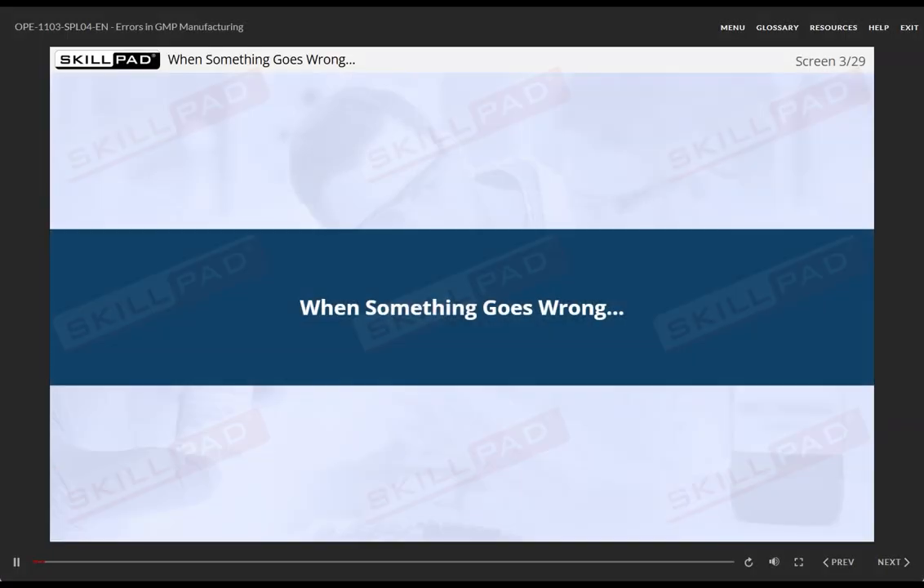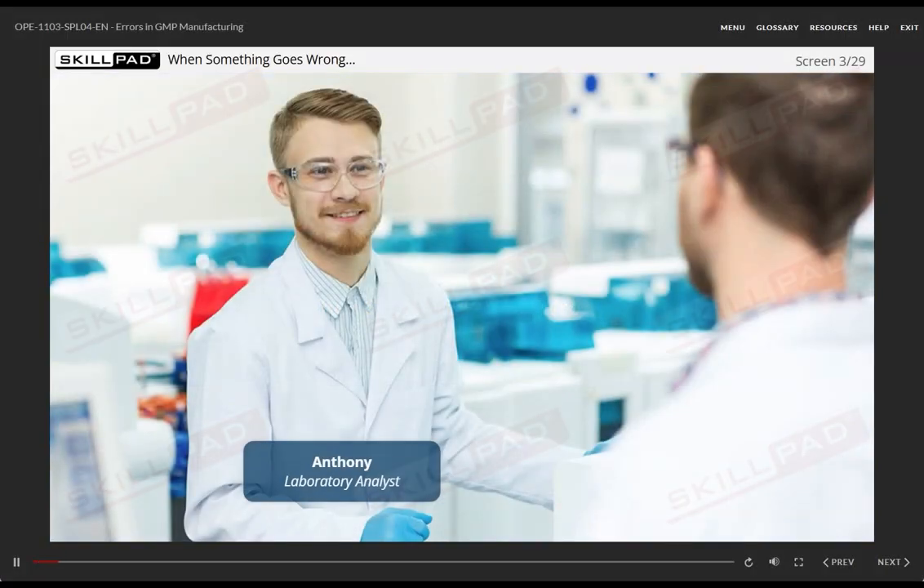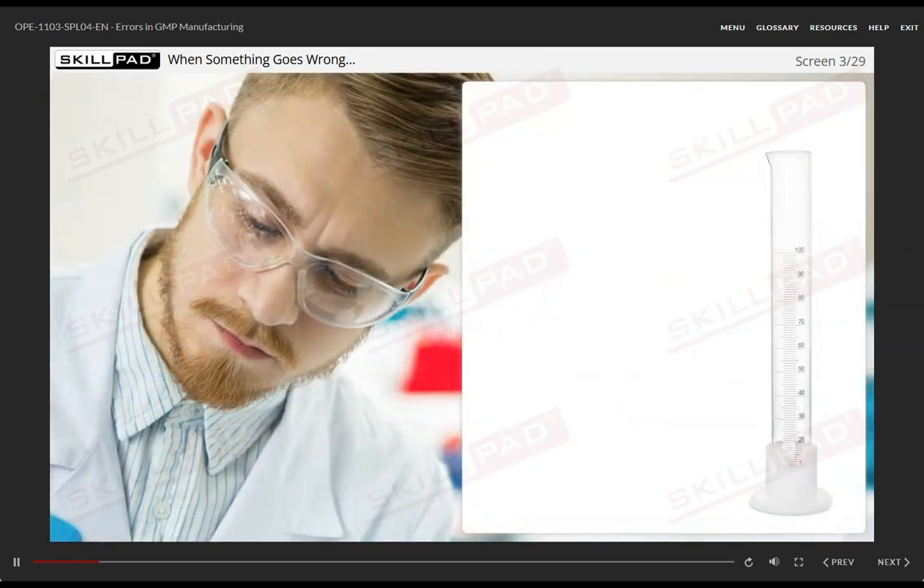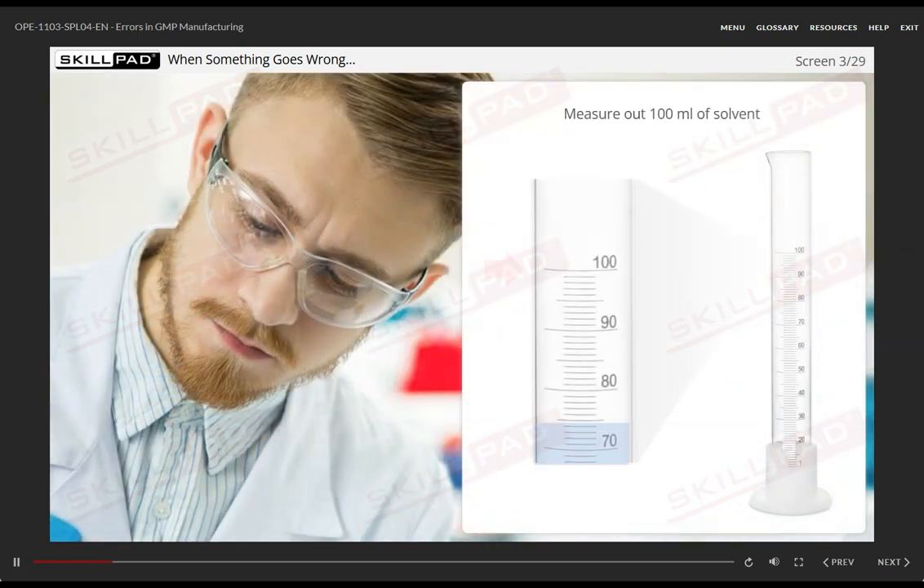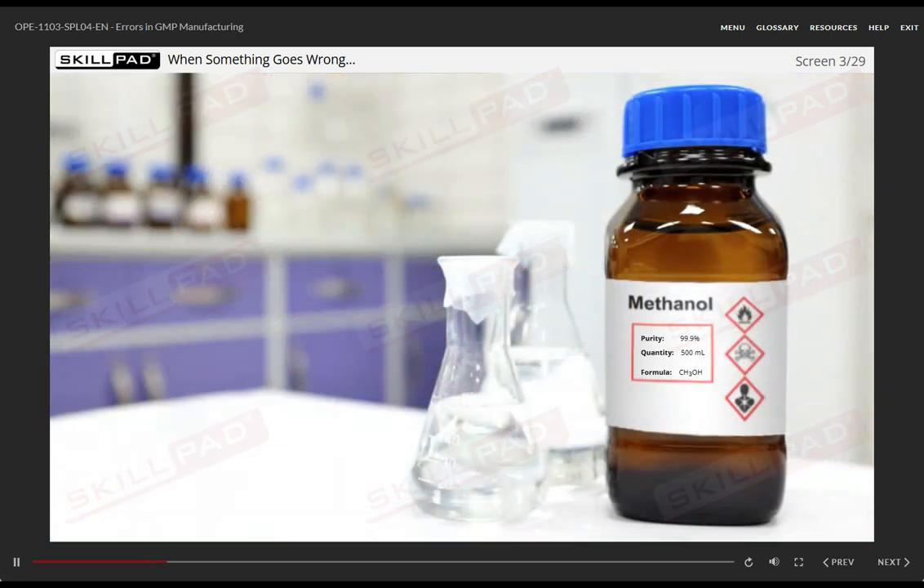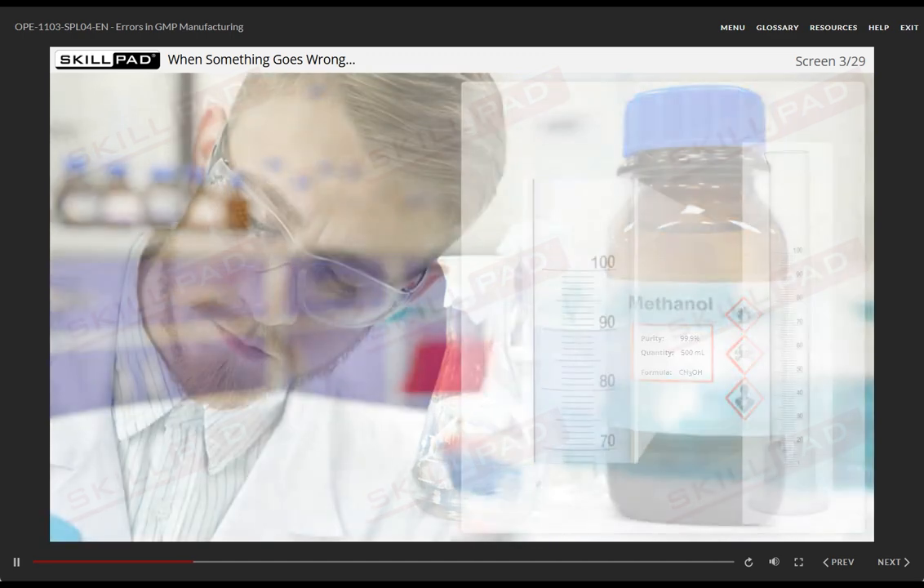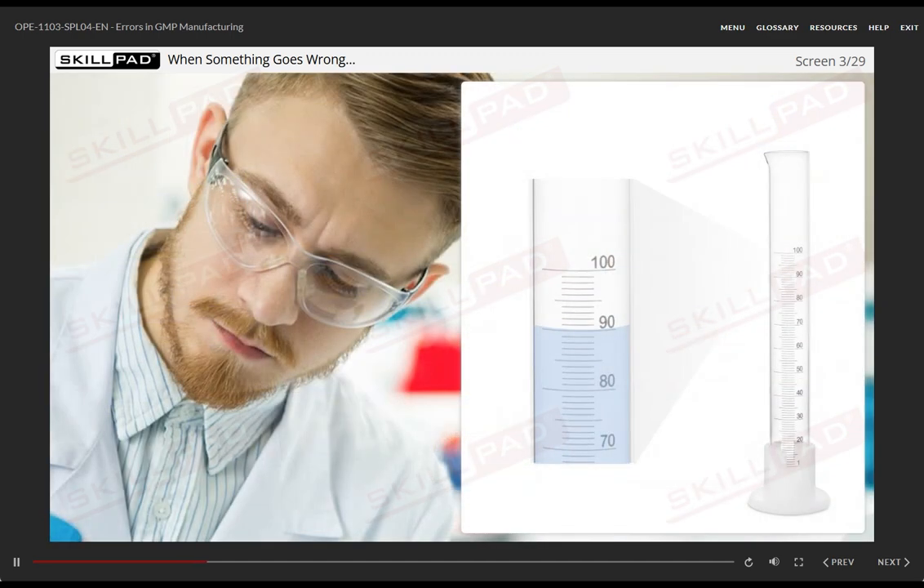When something goes wrong. Anthony is a laboratory analyst who recently began working in a pharmaceutical manufacturing facility. As part of a quality control test, he is required to measure out 100 milliliters of a solvent into a graduated cylinder as specified in the SOP. The solvent used must have a specific level of purity. After measuring out the solvent, he finds he is 10 milliliters short of the volume required for the test.